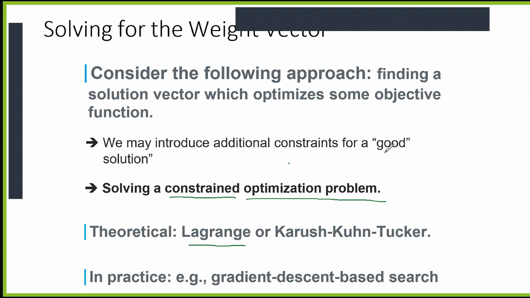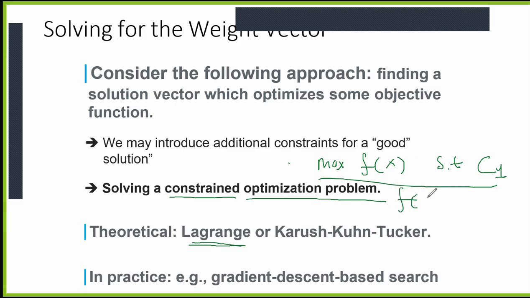converts the constrained optimization problem, which is to maximize some function subject to some constraint. This form is a constrained version, but by applying the Lagrange, we could make this into this unconstrained version, where we are incorporating the constraint into this objective function so that we can optimize this directly.